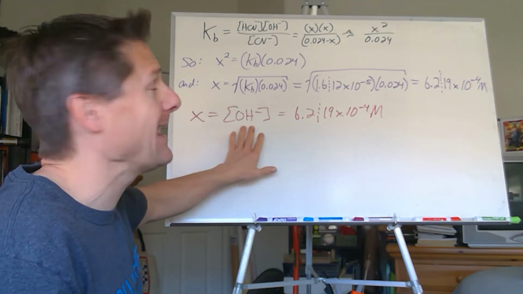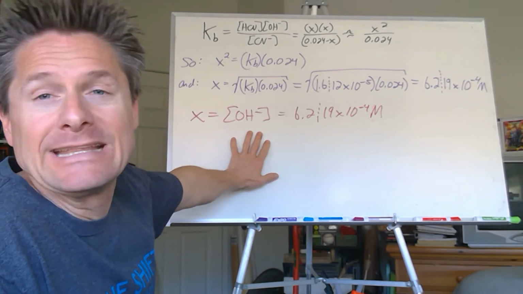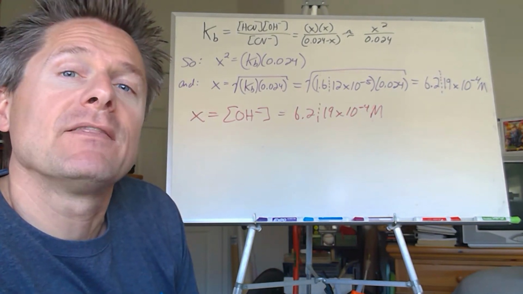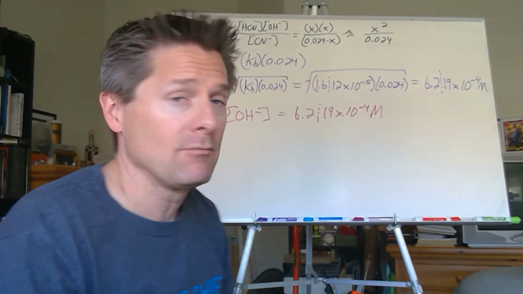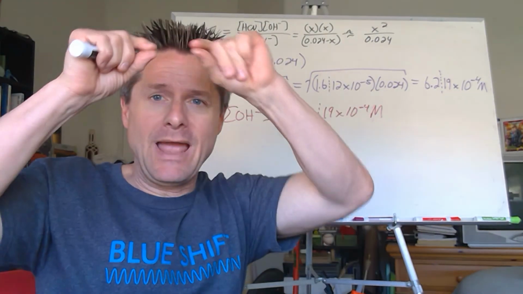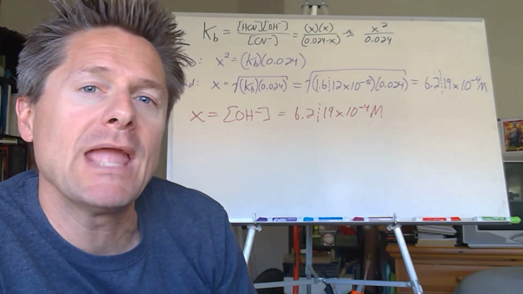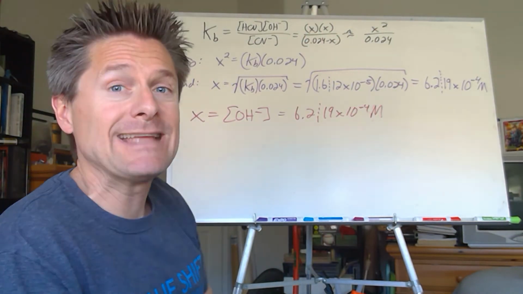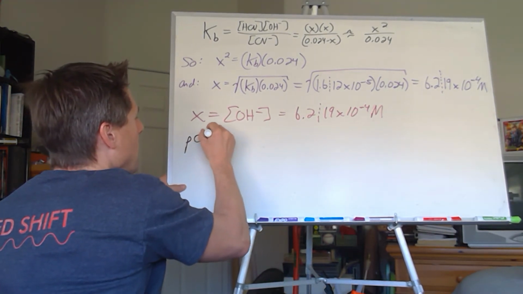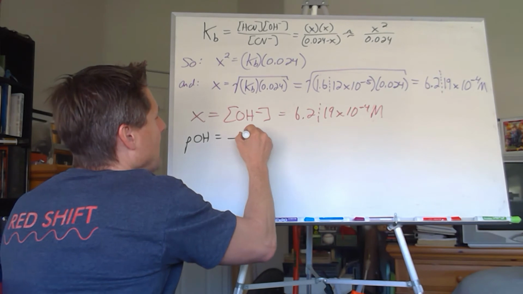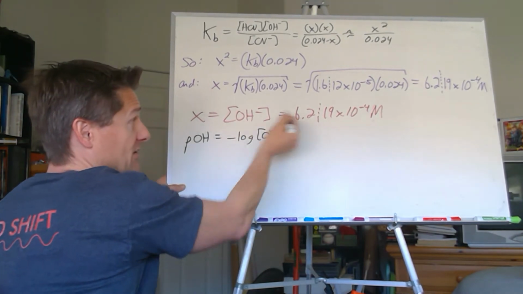So there's two ways you can do it. I took the negative log of this to get the pOH and then subtracted that from 14 to get the pH. Or if you look at the pH square, I could take the OH minus, go to H3O plus, and then take the negative log of that to get pH. So two ways you can attack this problem. I'm just going to take the negative log of that. So pOH will be the negative log of the OH minus concentration, which is X here.